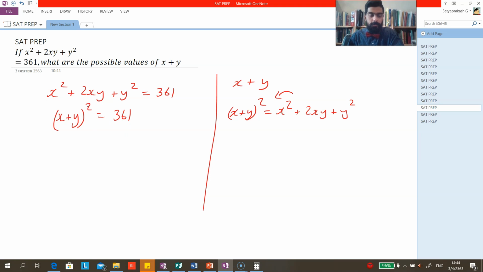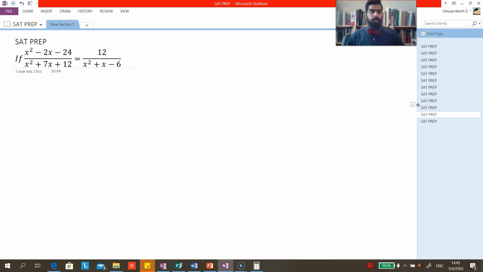And we're going to transpose this power of 2 to the other side. So we have x plus y is equal to the square root of 361, and we know that the square root of 361 would give us 19, so therefore x plus y would be equal to plus or minus 19. Alright guys, let us go to the next one now.